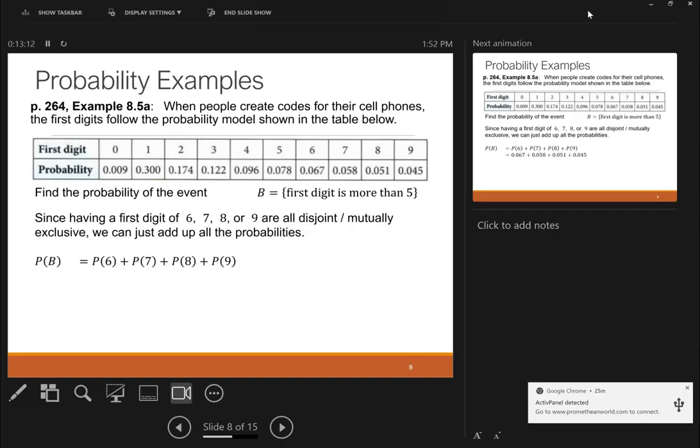You're going to have to know how to write it different ways. Like that event could also be everything that's not 0, 1, 2, 3, 4, 5. You have to write it like something like that. It's mostly just knowledge.